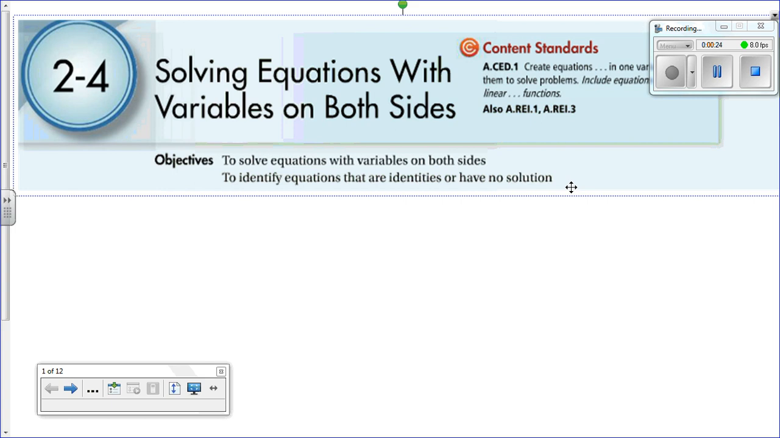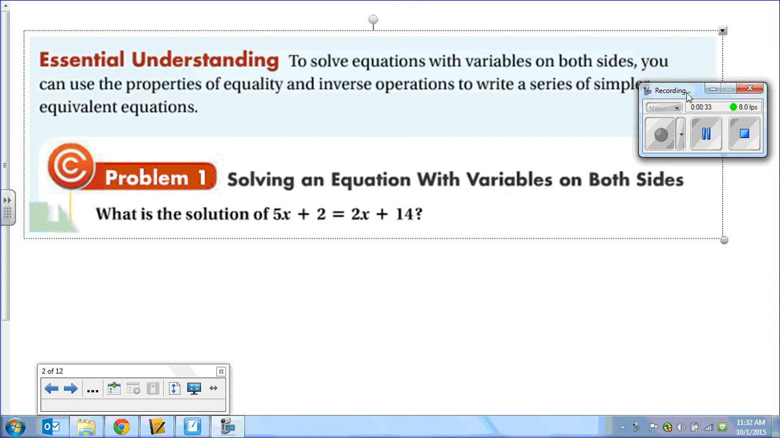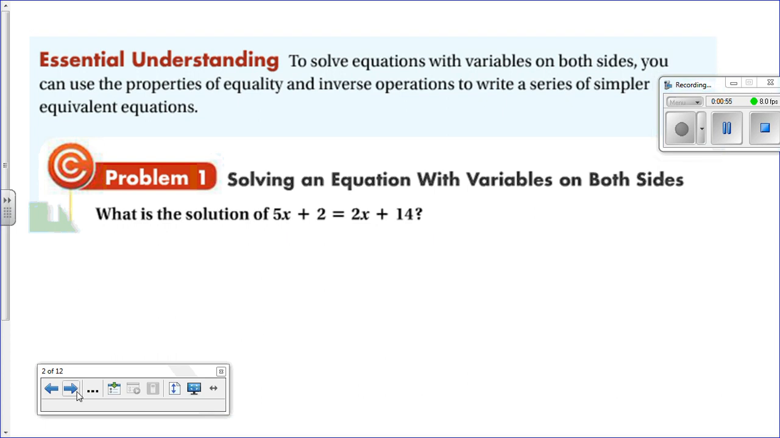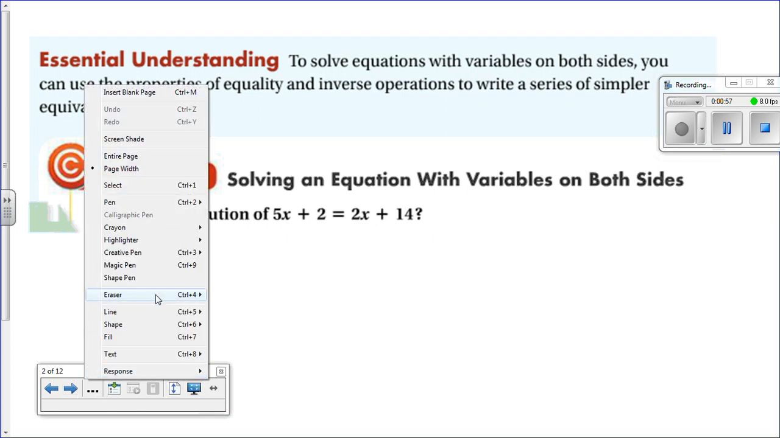So now we're going to get into solving equations when we have variables on both sides. So again, just another layer to the difficulty of it. So what we want you to be able to do is solve an equation with the variables on both sides. Again, you use properties of equality, the inverse operations, all of that stuff. But our goal is still the same. We want to get x all alone with a 1 in front of it on one side of the equal sign.